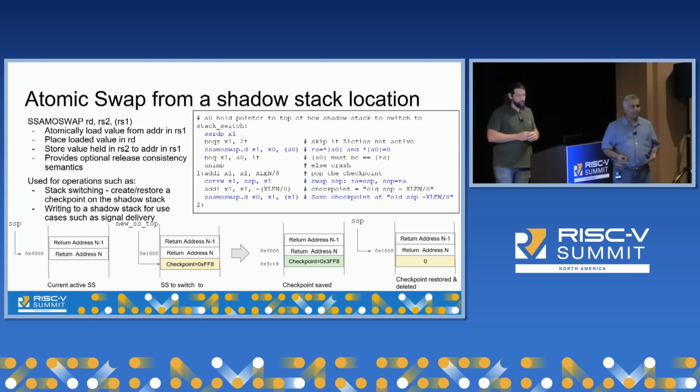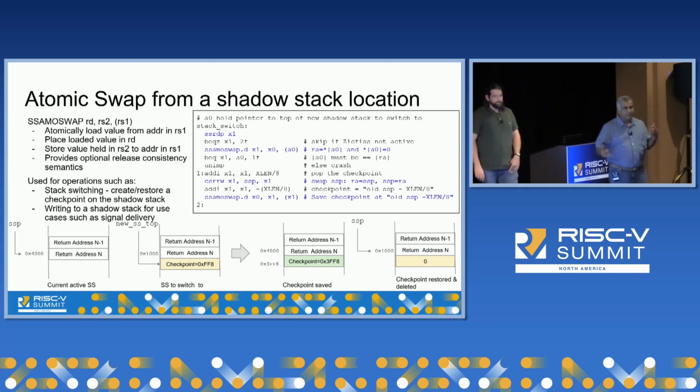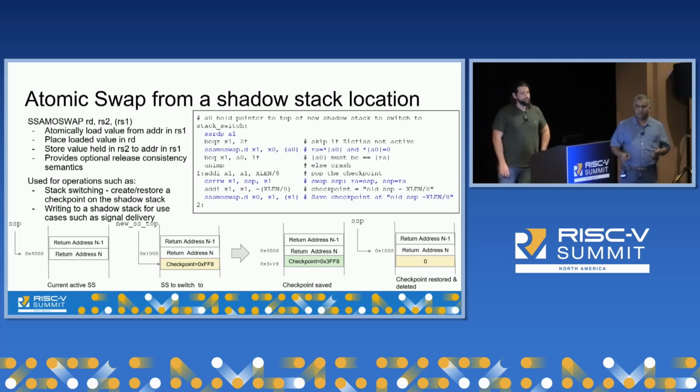And so we define this concept of a checkpoint, which is a shadow stack location that holds the address of its own location, value of its own address. And this checkpoint, you want to be able to save and restore atomically, so that if there are multiple threads trying to restore the same stack, you want only one of the threads to succeed. And that's why the atomicity is important. So what this ssamoswap allows is to be able to save and restore these checkpoints onto the shadow stack in an atomic manner, preserving the security property of these operations. And later you'll see how we also use it for things like signal delivery.